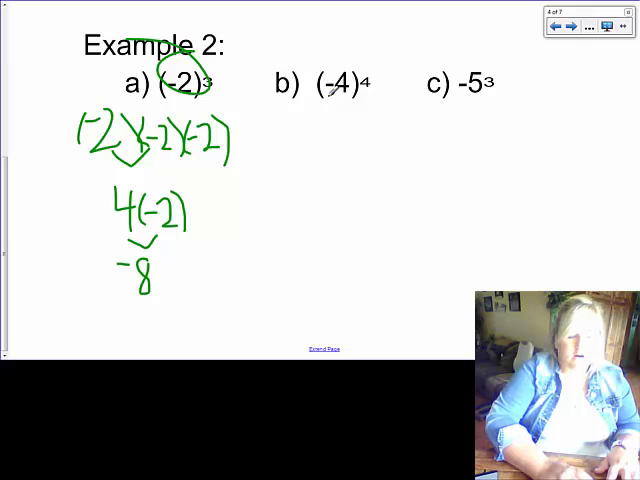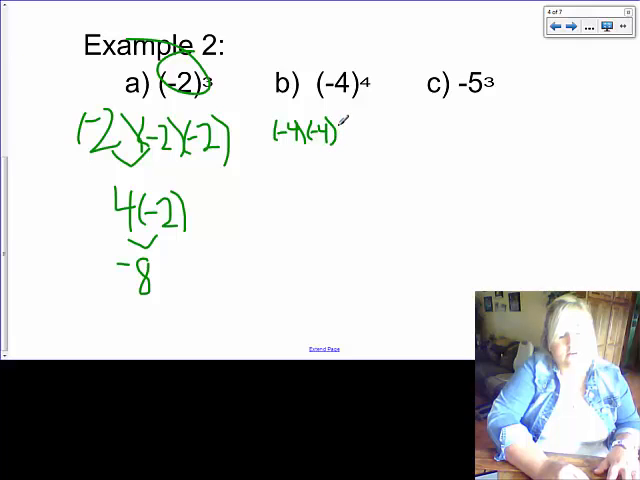On this one, exact same concept. The 4 is touching the parentheses, the exponent of 4, which means it belongs to everything inside. So I have a negative 4 times a negative 4 times a negative 4 times a negative 4.